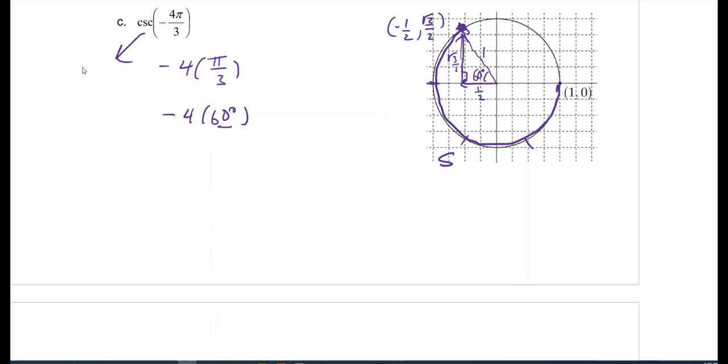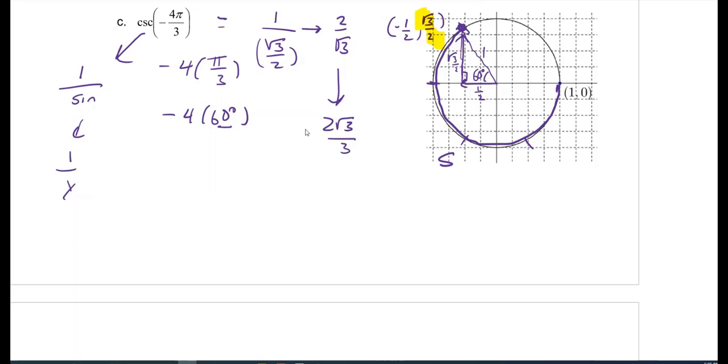The cosecant is 1 over the sine, so it's the same thing as 1 over y. So this is 1 over y, which is right here. There's y. So it's 1 over the square root of 3 over 2, which is 2 over the square root of 3, which simplifies to 2 root 3 over 3, and it is positive because y is positive in quadrant 3. There's your answer.